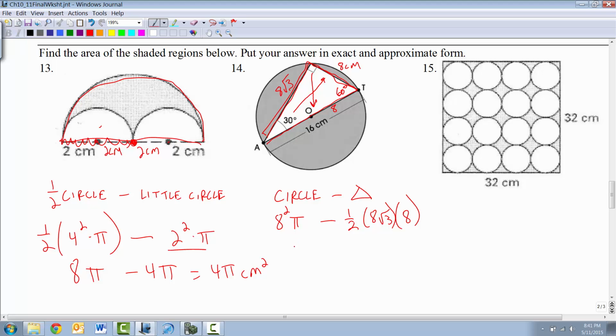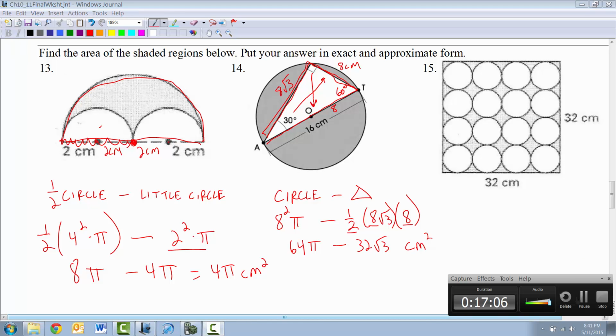All right? So 8 squared, 64 pi. Believe it or not, and you're going to kind of like this, the exact answer is exactly what I'm going to write right here. 8 times 8 is 64. Half of 64 is 32 root 3. So that's how you deal with numbers outside of the radical. You just multiply them and then you leave the radical alone like a variable. cm squared. Then you can go to your calculator and type this to get the decimals. I'm not going to do that. I think at this point, through all your practice all year long and hard work, you should be able to know how to do that.